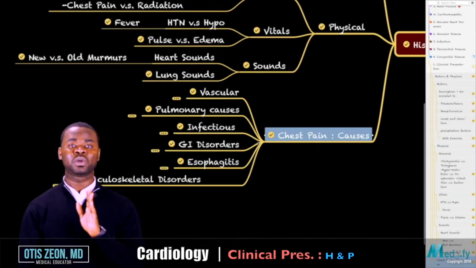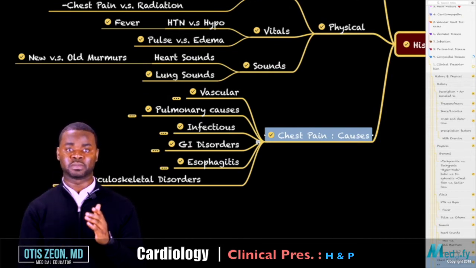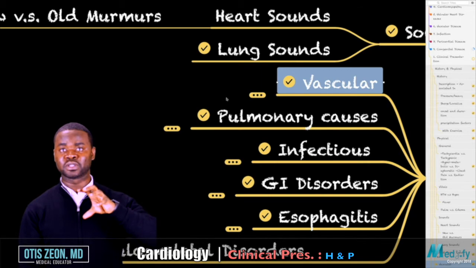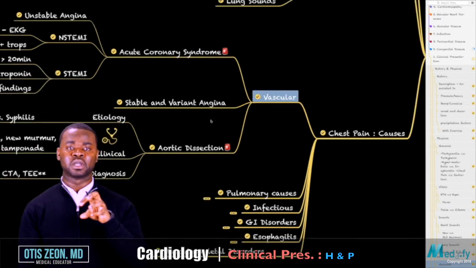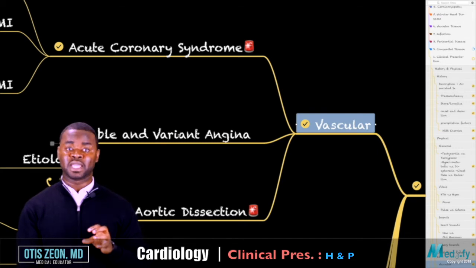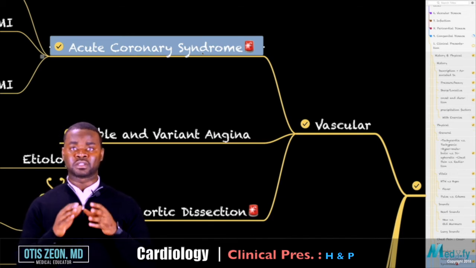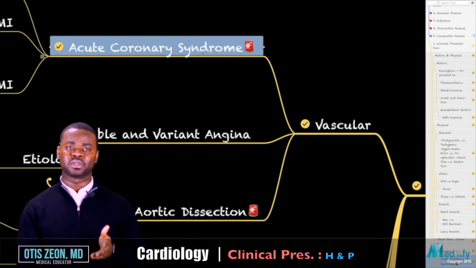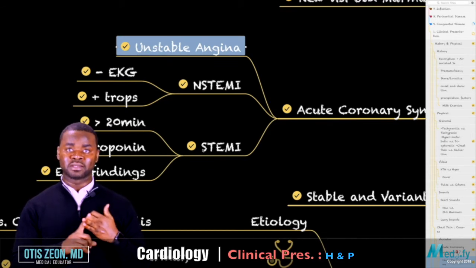Causes. This is where the bulk of your questions will come from when it pertains specifically to the clinical application of the cardiovascular system. The vascular cause is the most important one here because it's specific to the system. When we say vascular causes, we say things like acute coronary syndrome, stable versus variant angina, aortic dissection. Let's talk about acute coronary syndrome. Acute coronary syndrome is a subset of pathology that's specific to the coronary vessels of the heart, hence the name. The etiology for acute coronary syndrome will be unstable angina, NSTEMI, and STEMI.